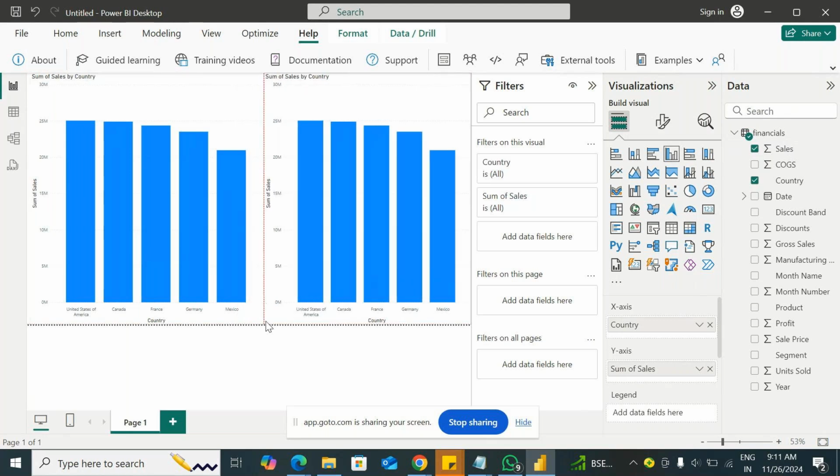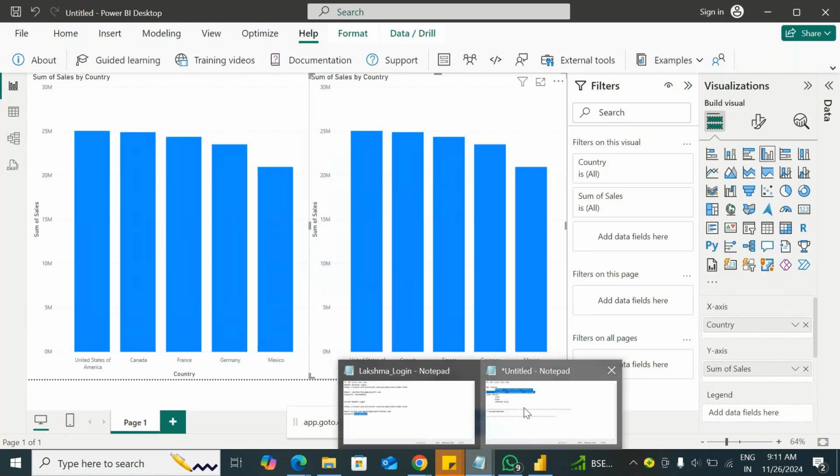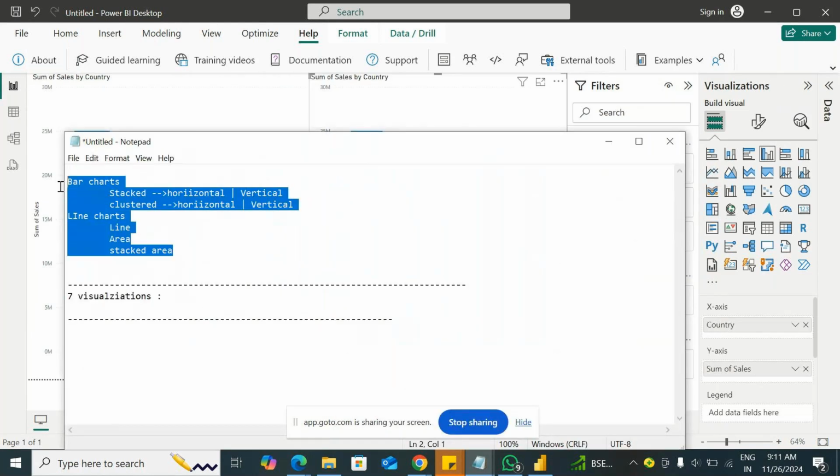Before I continue with what is stacked or what is clustered, first of all, these bar charts are used to represent a comparison. Whenever we want to compare two values or multiple categories, we use a bar chart. So for comparison purposes, we use a bar chart.